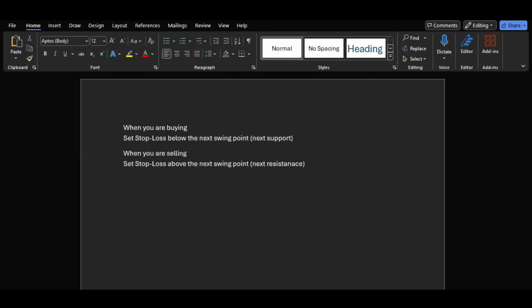When you want to buy this particular asset, when I want to step into the market, instead of using something random for my stop loss, I would like to identify the next lower swing point, next support level, area, or environment, and anchor my stop loss just below it. But when I'm selling, it's the opposite. I want to set my stop loss above the next swing point, that is the next resistance above.